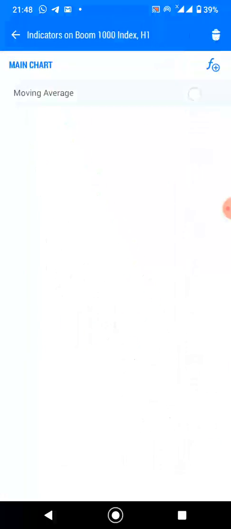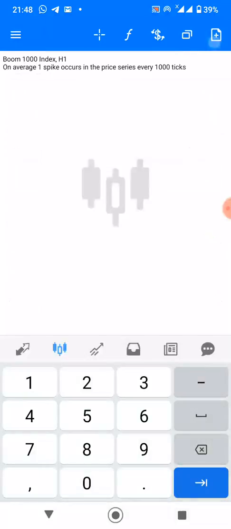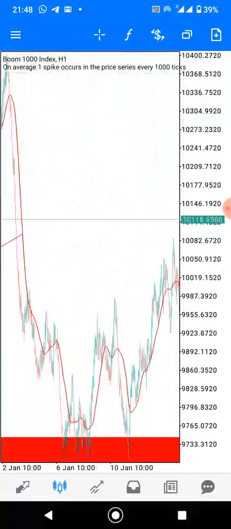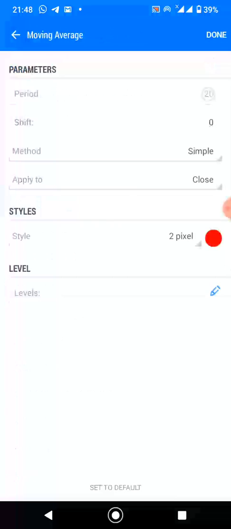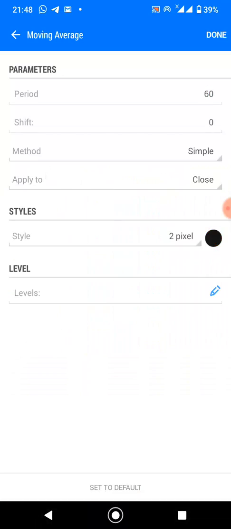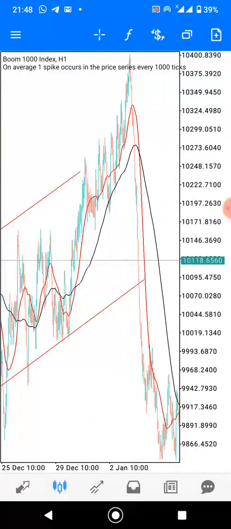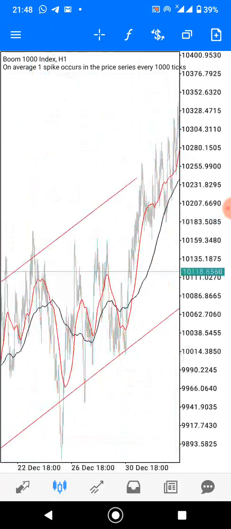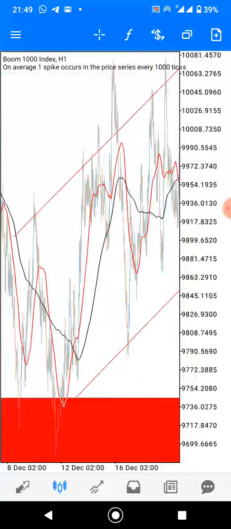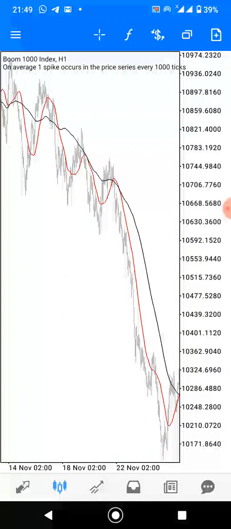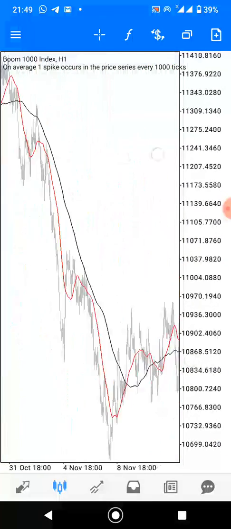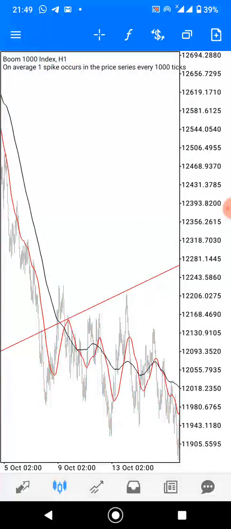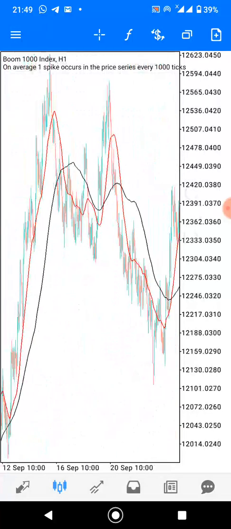Then we also have, let me add the 20 now. Let me also add the 60. As you can see, some also use the moving average as support and resistance. But as you are really new to it, I don't think I'll talk about how to use the moving average as support and resistance, because it will be technical and might be complicated for newbies.